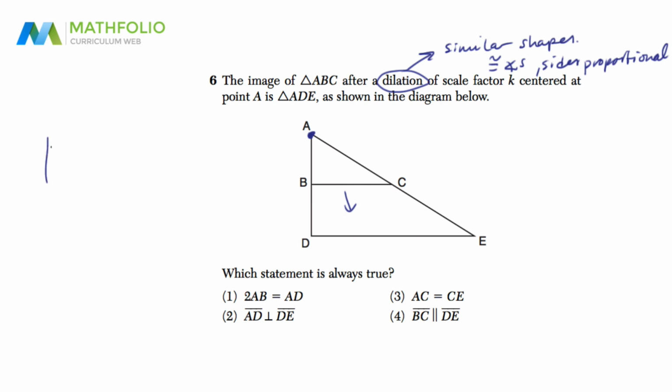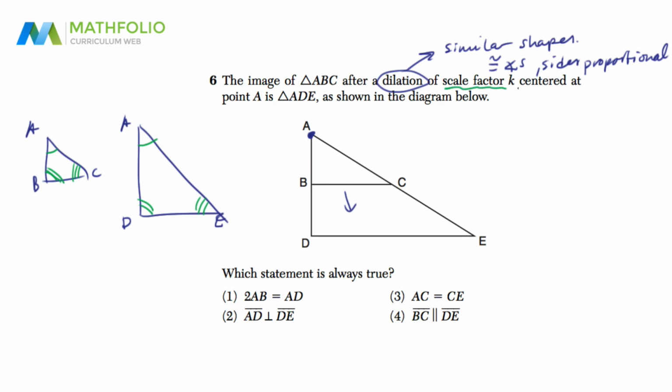So if I split these triangles, maybe it's going to help me, but this is ABC, and the other triangle is bigger. This one is ADE, but the thing to remember is these angles are the same, A and A, and also B is the same angle as angle D, and also C is the same as angle E. It says which statement is always true? Well, let's take a look.